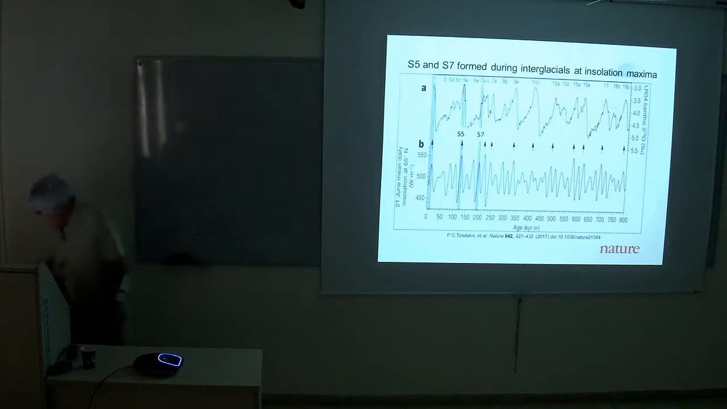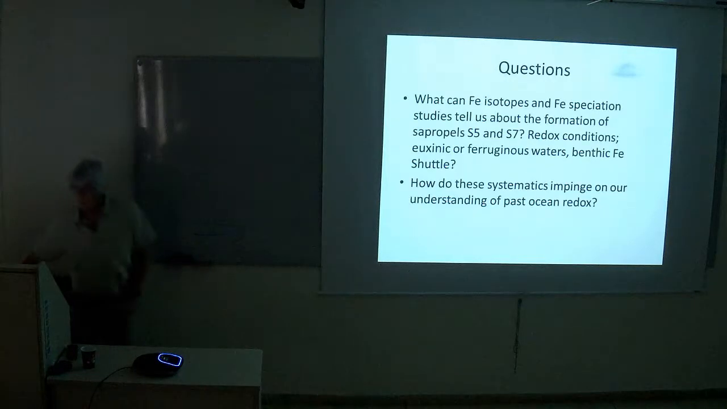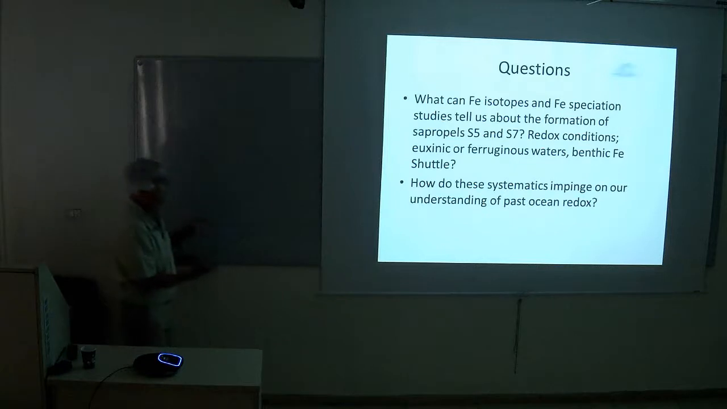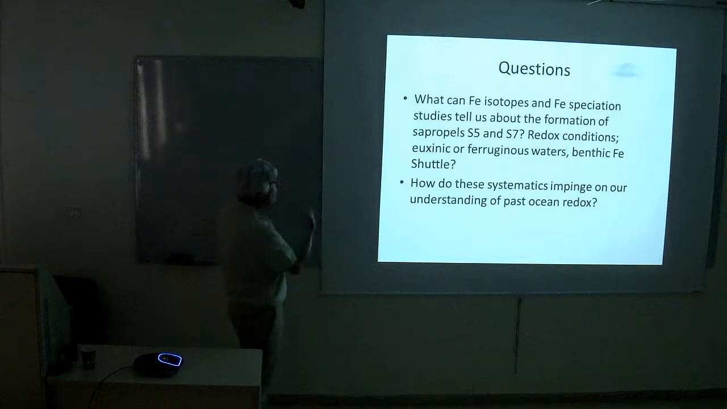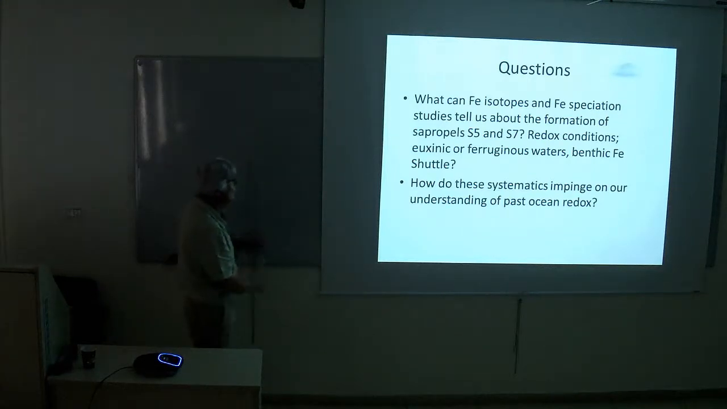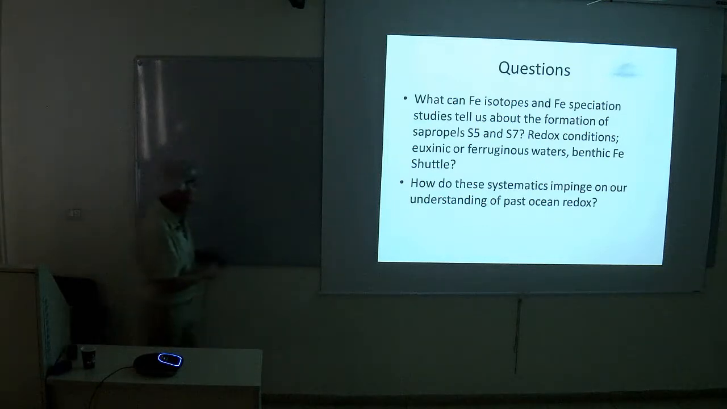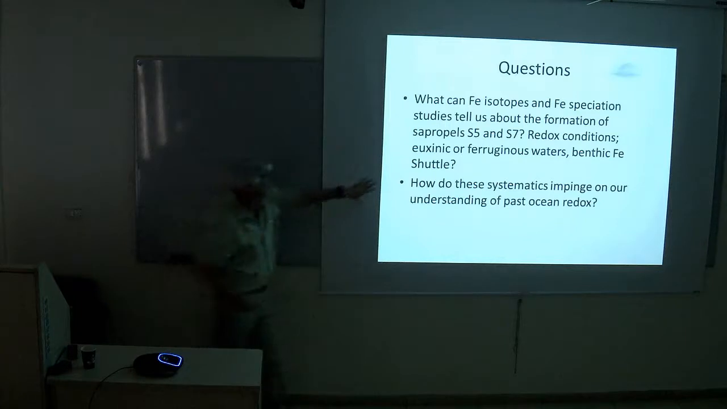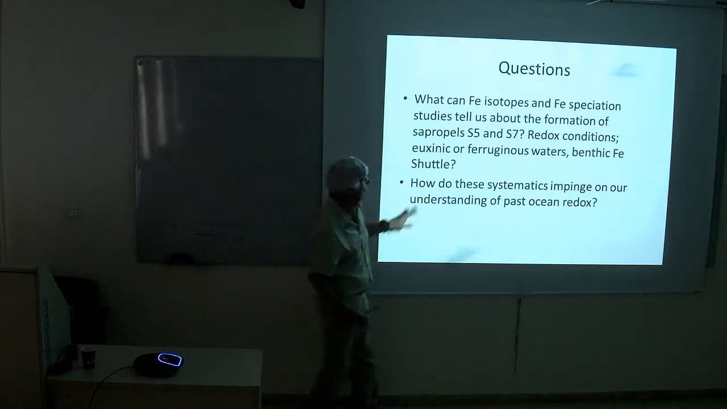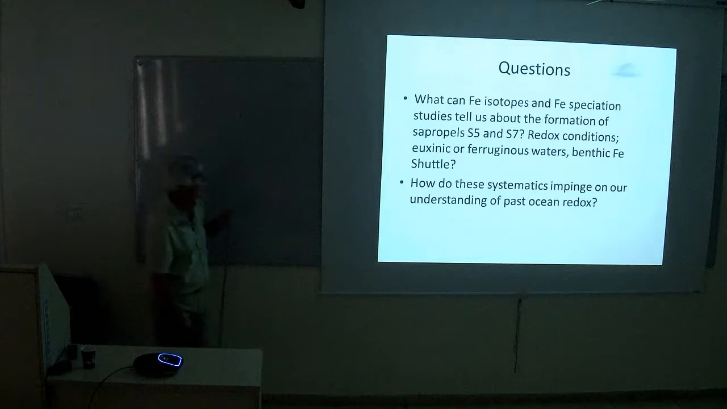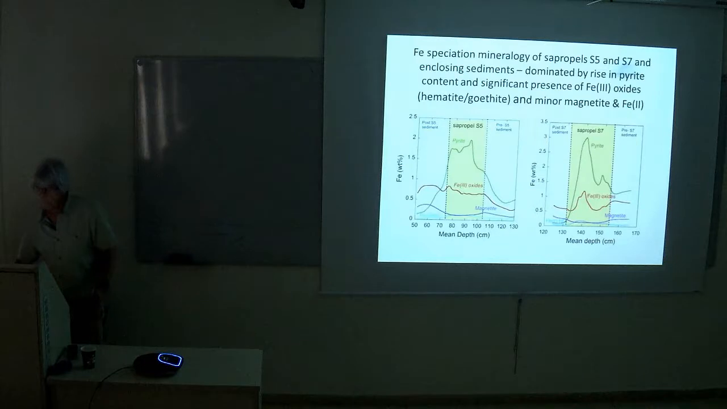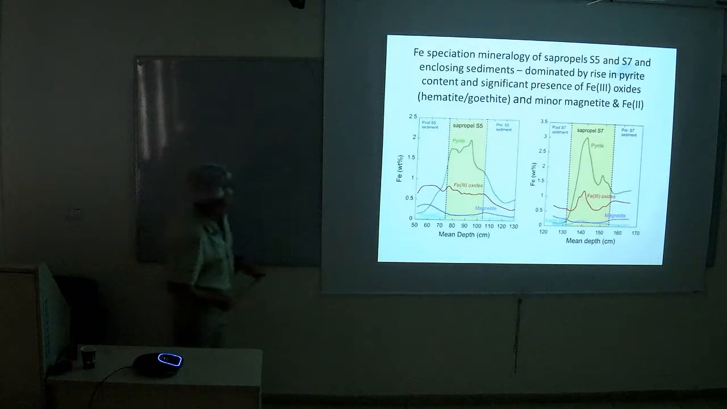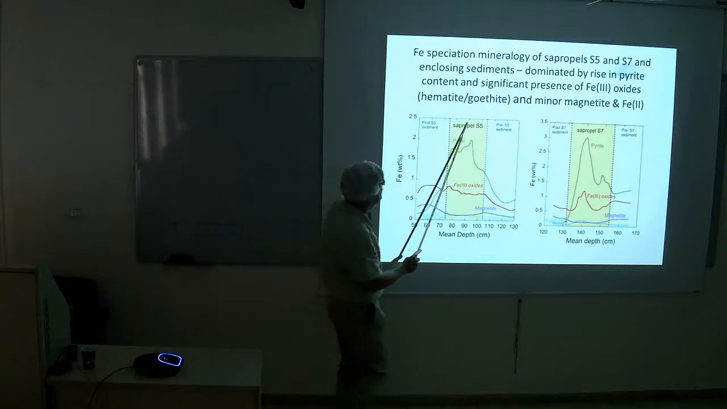So, at this point, I can turn to the data and the questions. The questions are the ones I posed at the beginning. What can the sapropel studies on S5 and S7 tell us about proxies for redox conditions? Were conditions euxinic? Were they deeply anoxic? Did the benthic shuttle operate? And then take the data and have a look at how these systematics can impinge on our understanding of ancient oceans. So this is the iron speciation mineralogy for S5 and S7.